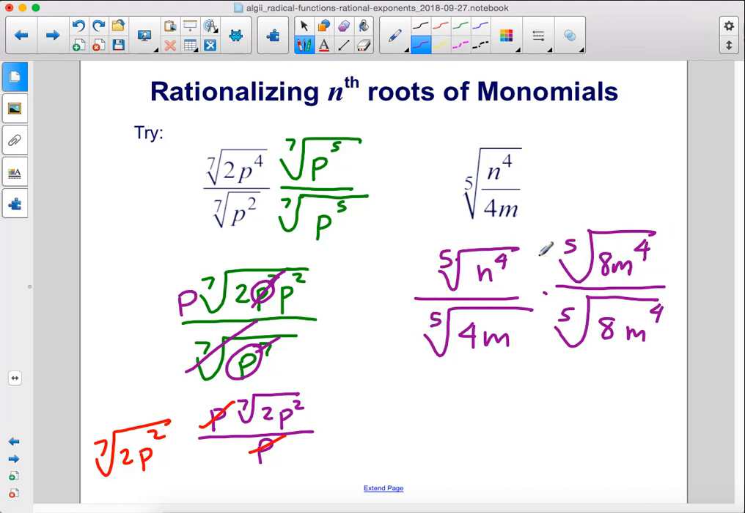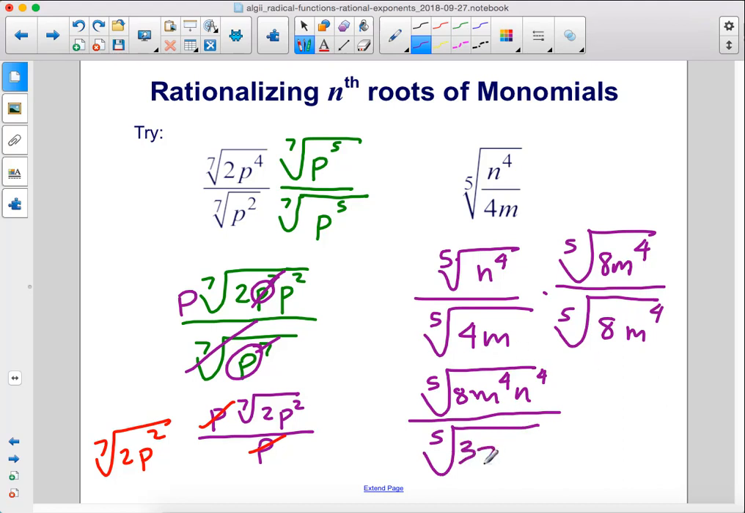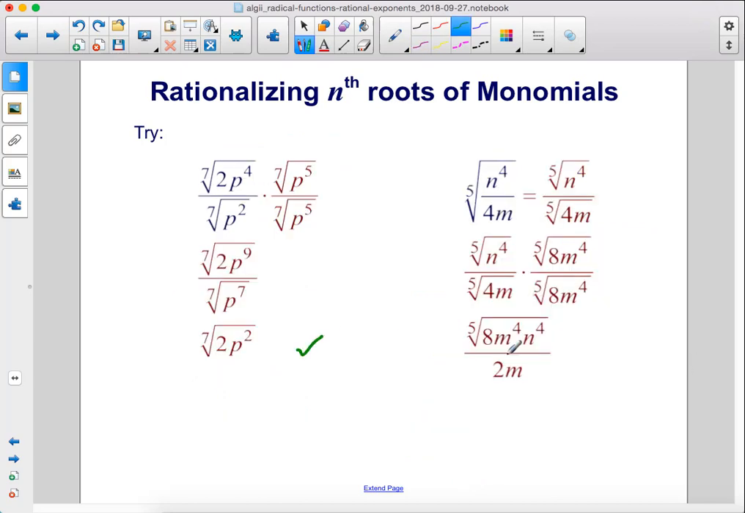The numerator here times this numerator gives us the 5th root of 8 times m to the 4th times n to the 4th, which cannot be simplified further. But on the bottom here, we have the 5th root of 32 times m to the 5th. Now 32 is 2 to the 5th, so that would cancel with that, leaving us with 2 on the bottom. And m to the 5th root, those cancel, leaving us with just m. So now the denominator is 2m, and the numerator is this radical here. And there are our answers.